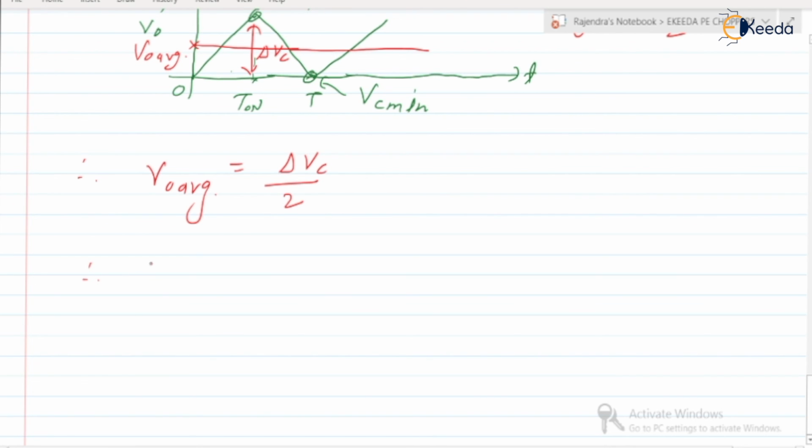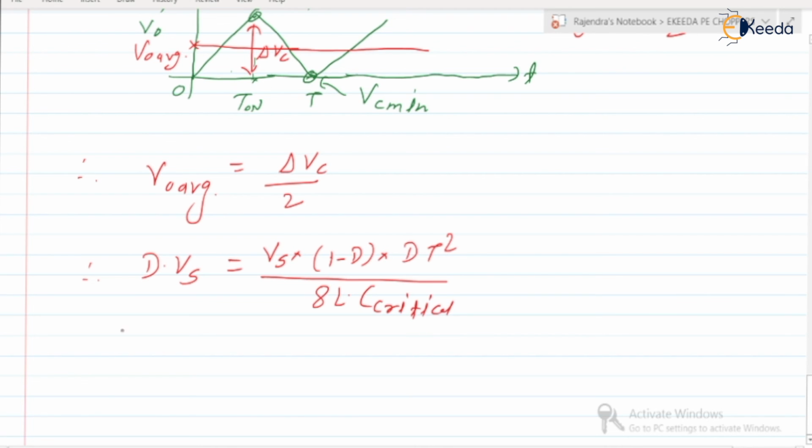Okay, so what is the V0 average? V0 average is equal to D into Vs, which is equal to, what is the delta Vc? We have derived the expression for delta Vc: it is Vs into 1 minus D into D T square, right, divided by 8 into L into C, right? It is 8 into L into C. Okay, so L into C is nothing but C critical. Okay, so further we can write it as, yes, D will get cancelled, Vs will get cancelled.